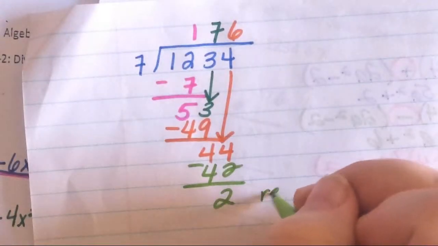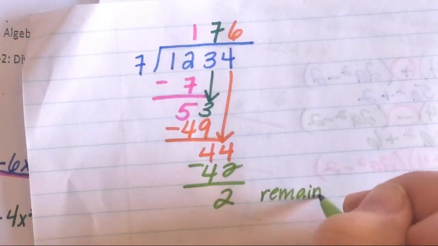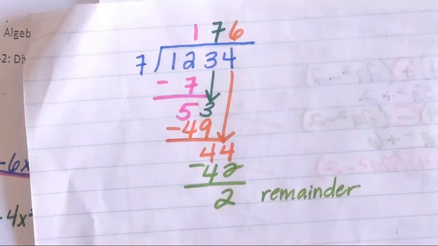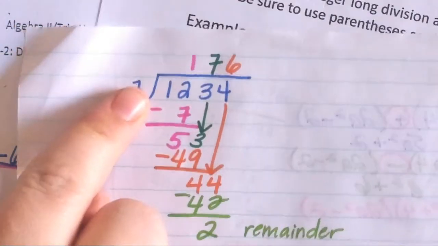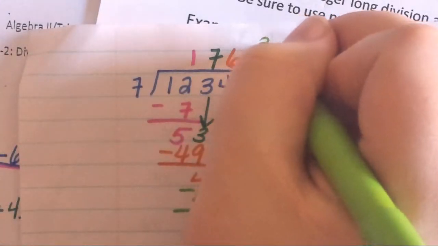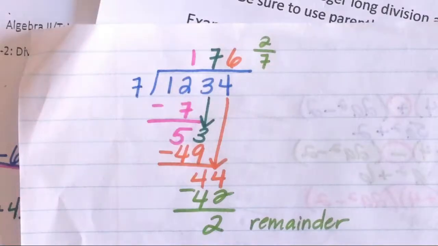That's a word that we hadn't heard in a while. How did you know to put that 2 over the 7? So it's 176 and 2/7. That's just what you're supposed to do. That's the same thing today. So if we end up getting a remainder down here, we're going to put it over the thing on the outside.